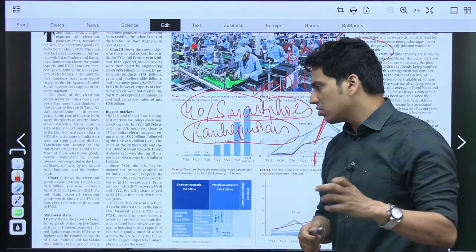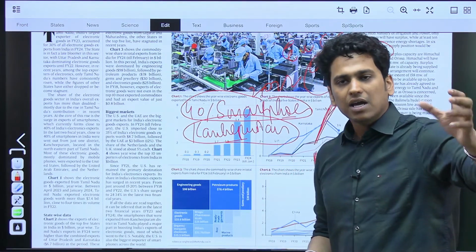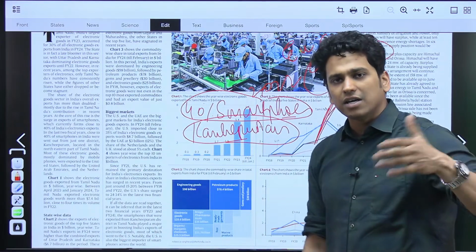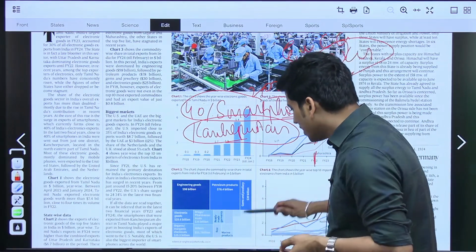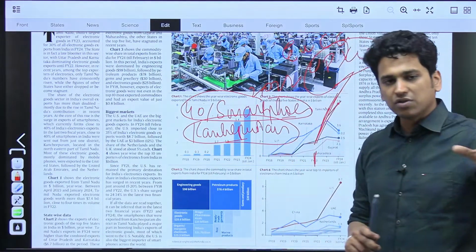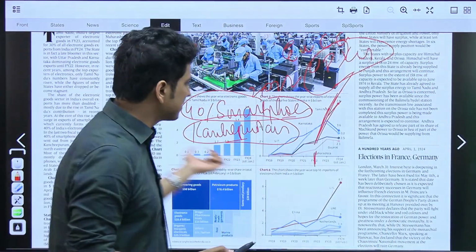Overall, if we talk about chart 3, it talks about the commodity-wise share for financial year 2024, till February, 2 months of data given. The highest has been engineering goods at $98 billion. After that it has been petroleum, after that gems and jewelry, after that electronic goods. So this has been the trend right now if I talk about the commodity-wise share in India's exports.